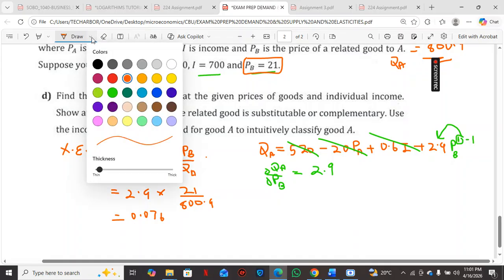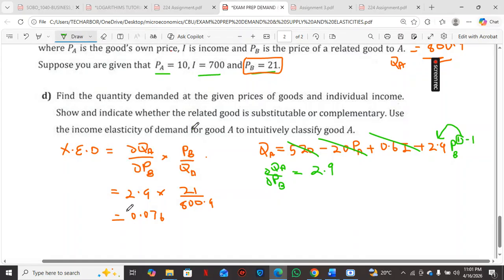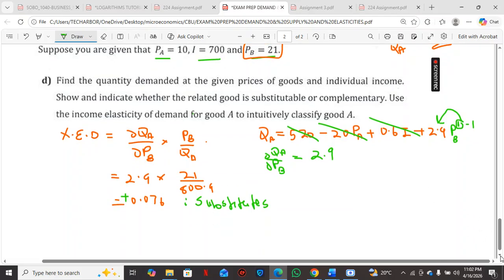So colleagues, since this answer is positive, the goods are substitutes, because the cross price elasticity of demand is positive. So the goods are substitute goods, meaning if the price of good B goes up, quantity demanded of good A is going to go up because people are substituting good B with good A. That's why the quantity demanded of good A is increasing. Any questions before we go to income elasticity of demand?